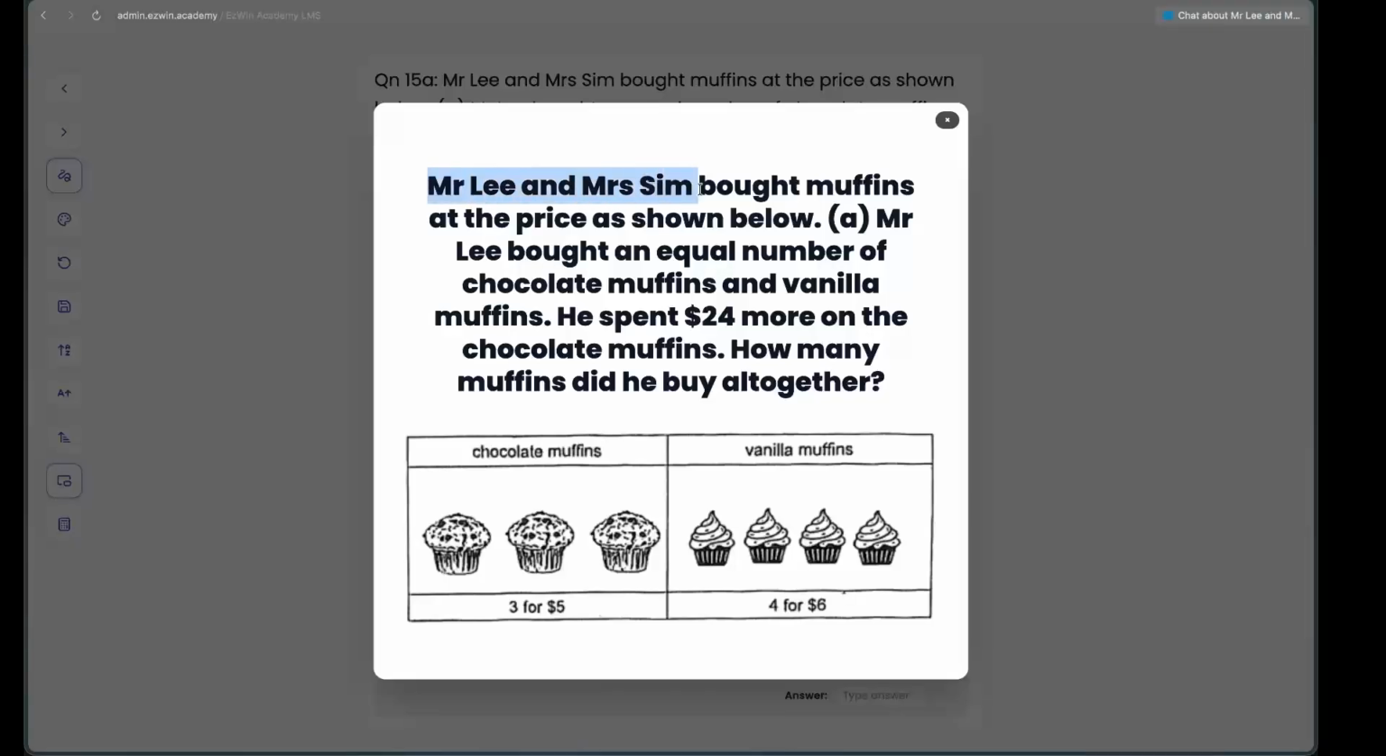Question 15, part A. Mr. Lee and Mrs. Sim bought muffins at the price as shown below. Mr. Lee bought an equal number of chocolate muffins and vanilla muffins. He spent $24 more on the chocolate muffins. How many muffins did he buy altogether?